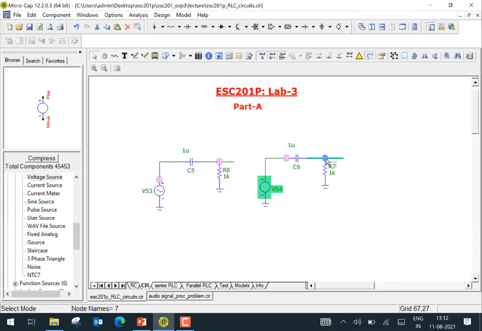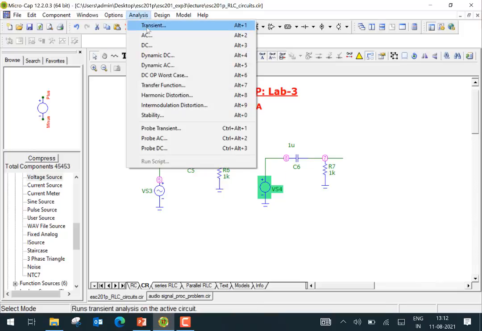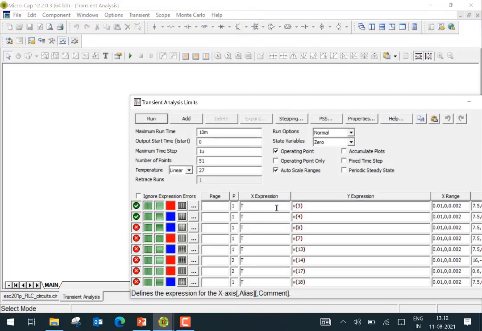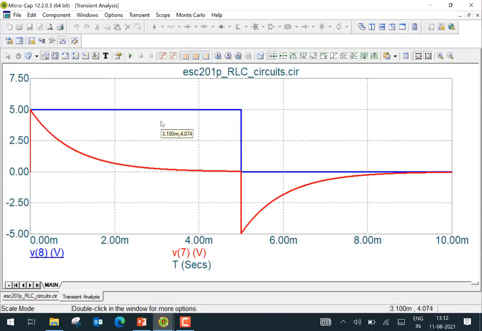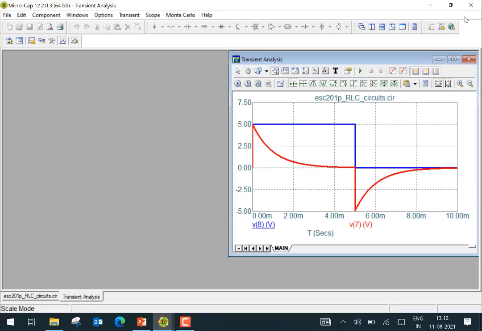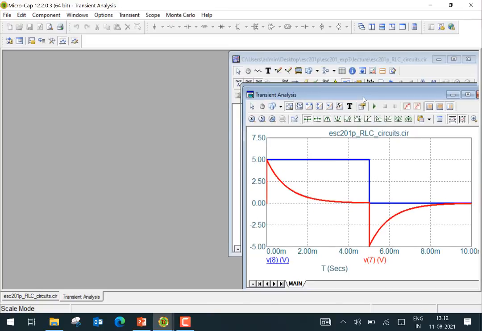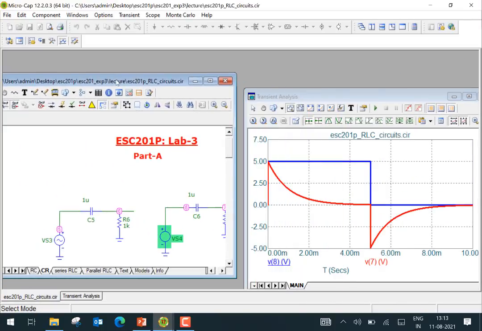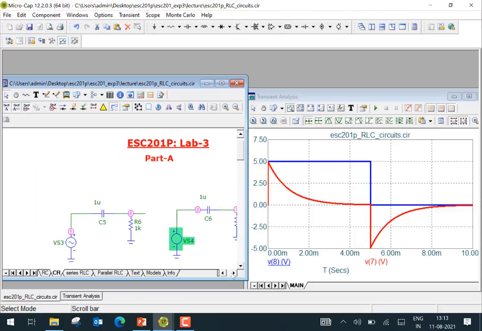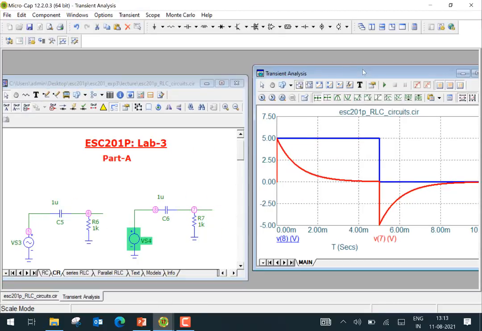So we'll monitor V7, our output, and V8, the input. Let's do the transient analysis. Let's remove this, and enable V7 and V8 here. Let's run auto scale. All right, so that's what happens here. So we can see the circuit and this simultaneously, and this is how the circuit is behaving.